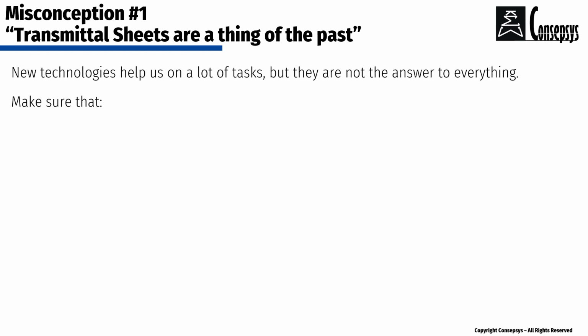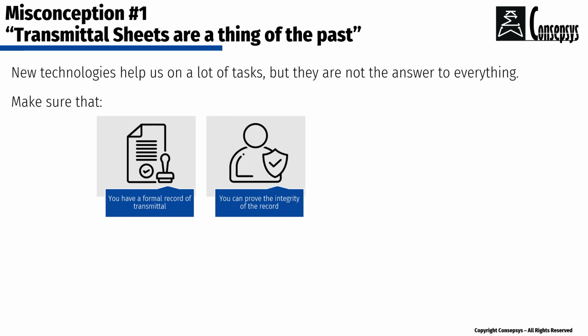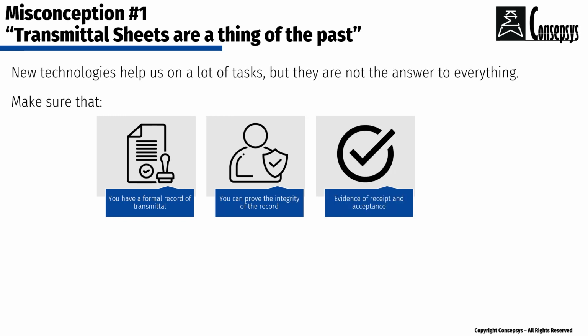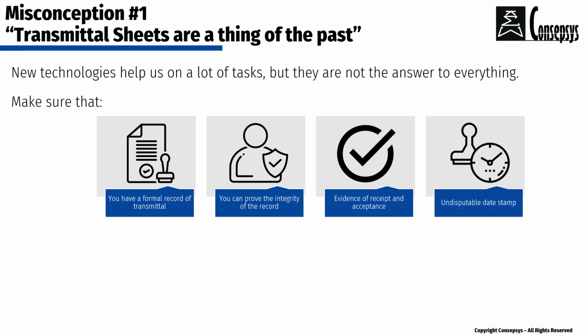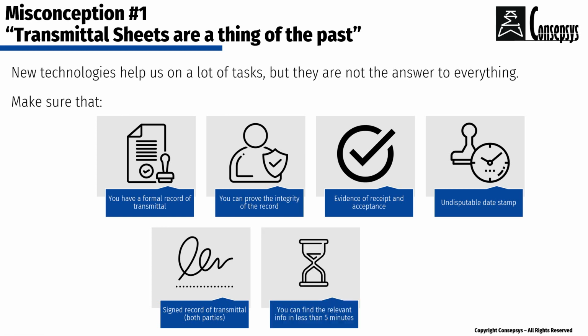Whatever means you are using to transfer documents and information to other parties, make sure that you have a formal record of transmittal, you can prove the integrity of the record, you have evidence of receipt and acceptance, you have an undisputable timestamp of when the package was sent, and the transmittal is signed by the sender as well as by the recipient. You have a clean and easy record.